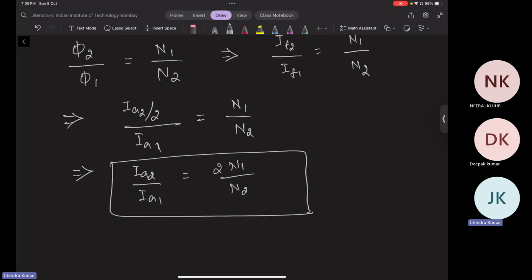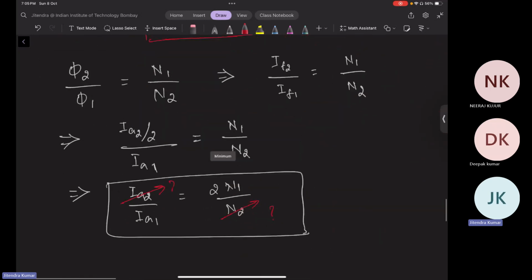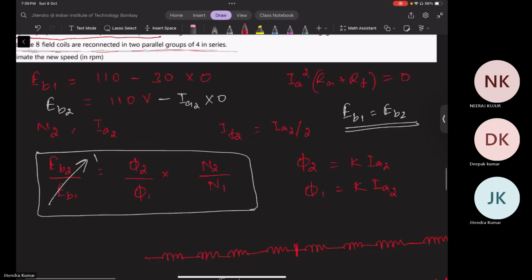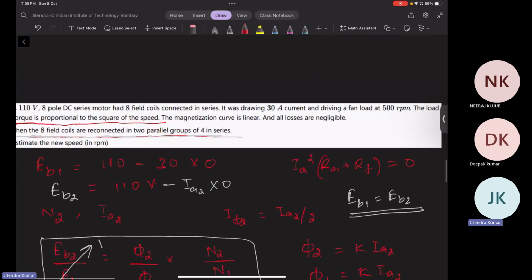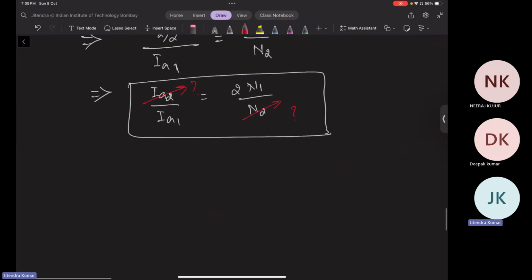So now we are not aware of IA2. We have to find out this N2. We have N1. We have IA1, right? So how to find two unknown variables? Is any condition given? Let us revisit the problem. Torque is proportional to square of the speed.